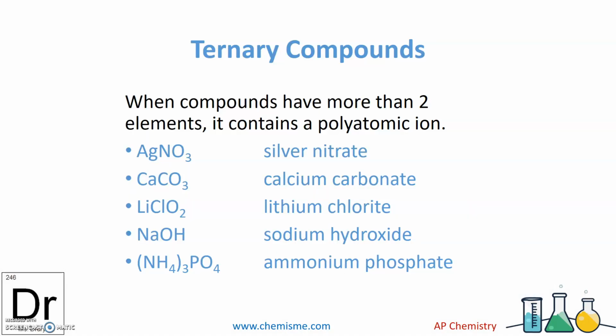So ternary compounds are when you have 3 elements or more, and they usually contain a polyatomic ion, which I've given you a list to memorize. So all you have to do is look up the first element's name, which you should know, like silver, and then you are supposed to memorize the polyatomic ions. So these are just a list of a few random examples.